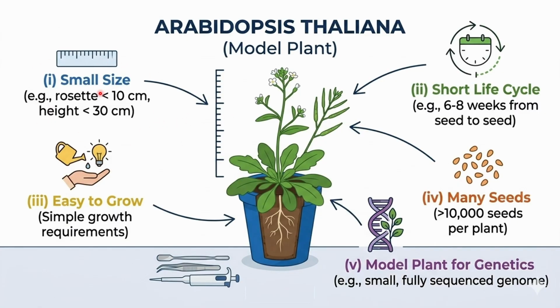First is its small size. It has a rosette diameter of less than 10 centimeters and a plant height of nearly 30 centimeters. Secondly, it has a very short life cycle. For example, it can grow from seed to a complete harvest within 6 to 8 weeks. Then it is very easy to grow. It doesn't have very sophisticated growth requirements, and it can produce up to 10,000 seeds per plant, which is quite a big number. So that is why researchers consider Arabidopsis thaliana for studying such variations or any plant molecular biology work.